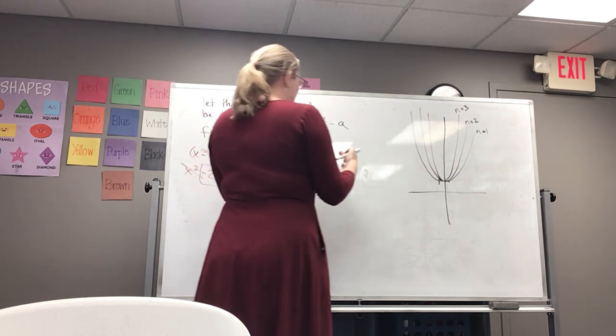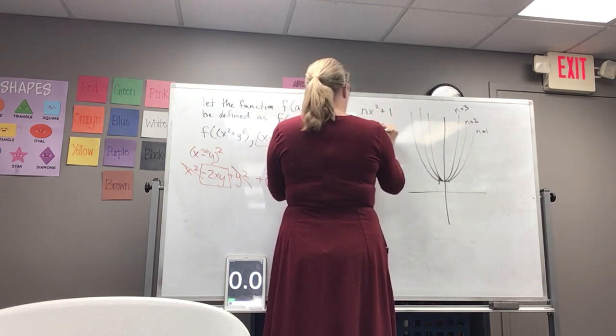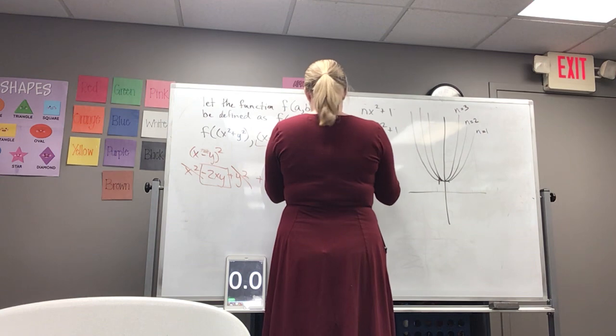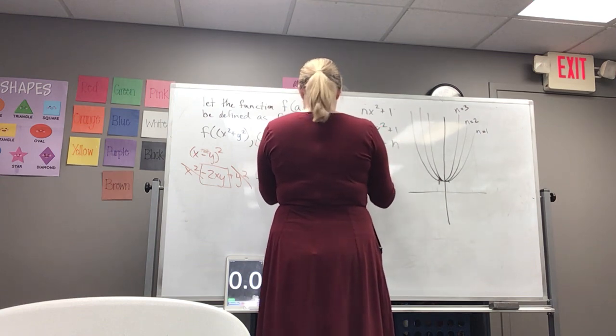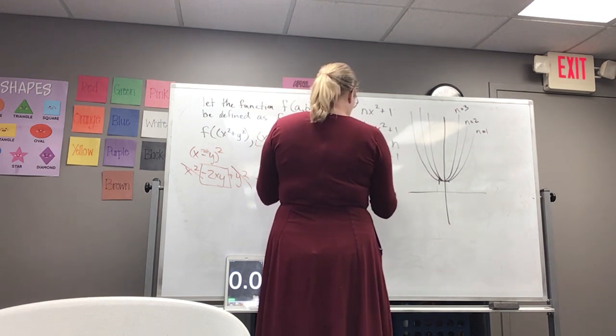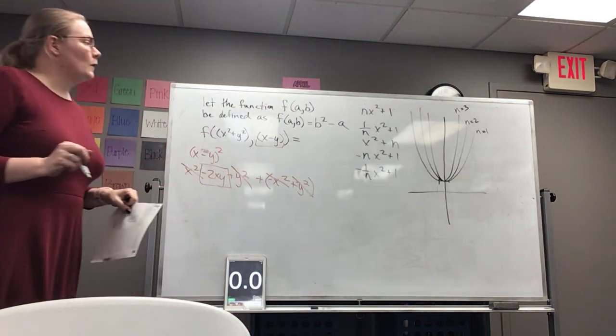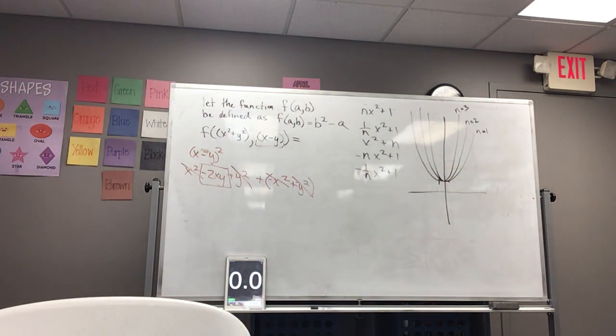And so our options are nx squared plus 1, 1/n x squared plus 1, x squared plus n, negative n x squared plus 1, or negative 1/n x squared plus 1. Shouldn't be too much calculation on your end, just which one of those equations describes what is being graphed.